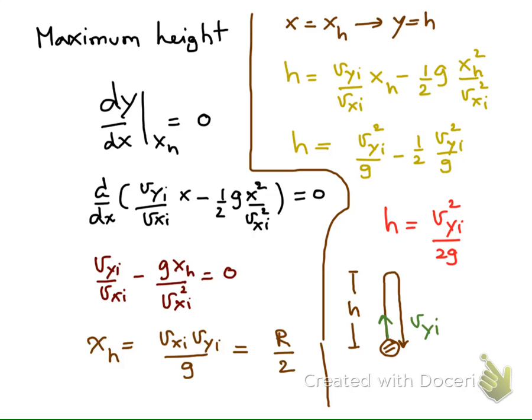And this is reasonable because, as we discussed before, we can separately consider the motion of the projectile as the motion in the y direction and in the x direction. So the motion of the projectile in the y direction is similar to the motion of an object thrown upward with the initial velocity vyi.